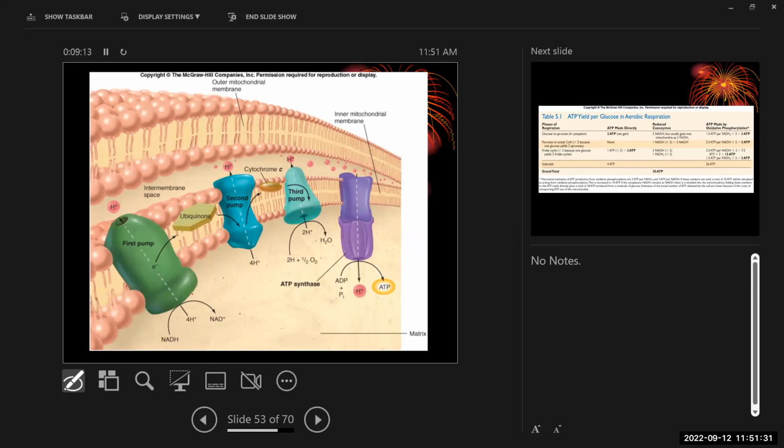So this is a picture just ripped off your book, and you can see the electron transport chain comes in complexes, complex 1, 2, 3, and 4. So electrons go from 1 to 3 to 4, or they go from 2 to 3 to 4. Cytochrome C carries electrons between complex 3 and complex 4. That's why cytochrome C is so important.